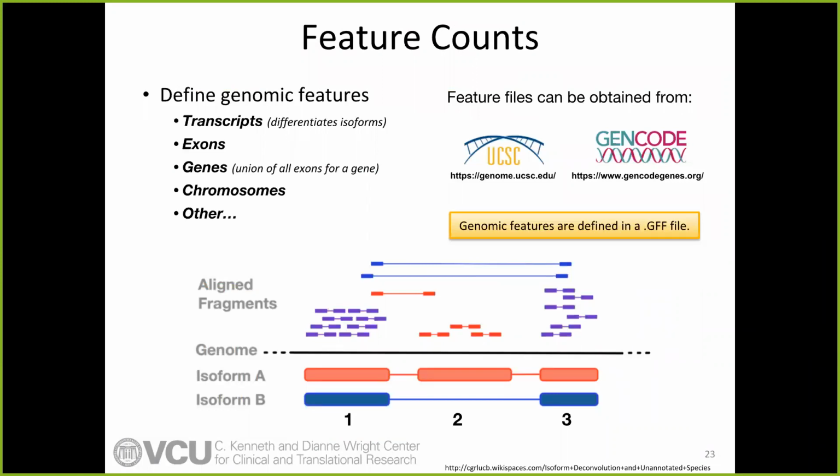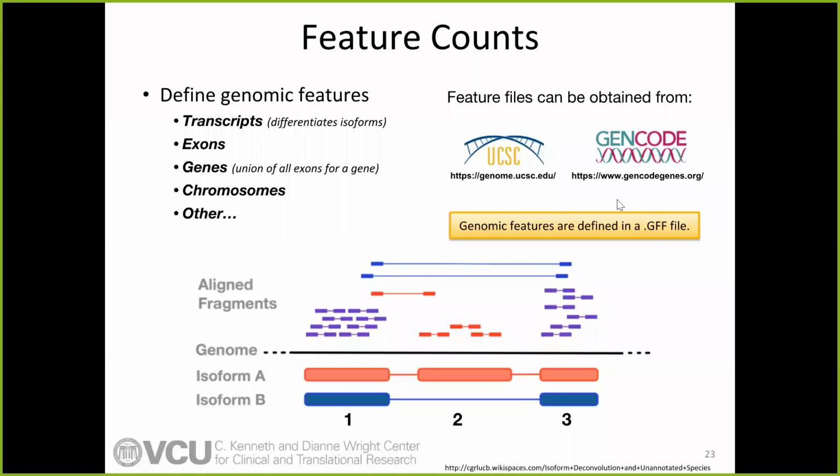So with getting count data, first you need to define what your features are. What are you interested in counting? Are you interested in counting genes, exons, transcripts? These are all different features that you can define in what's called a GFF or GTF file. And those files just annotate your genome as to where, say, a gene starts and ends, or where an exon starts and ends. And then the programs that do the read counting will, for any read that maps to those coordinates, increment the counter for that feature.